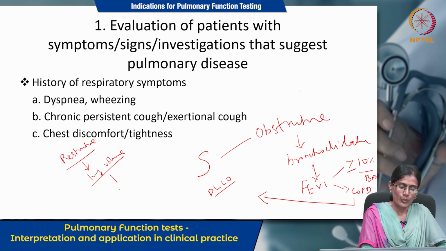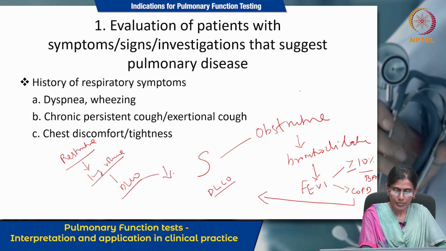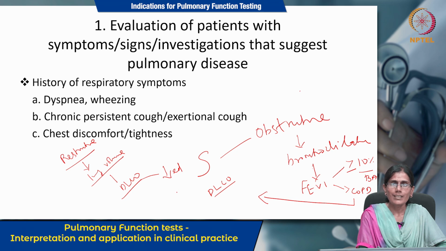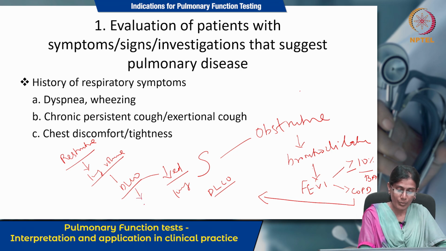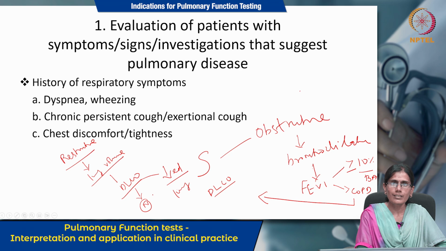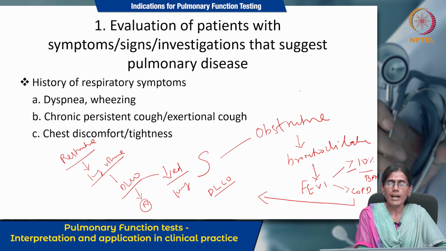Then you are going to measure DLCO. If the DLCO is reduced, it says the patient has restriction due to intraparenchymal disease, so the problem is within the lung. If the DLCO is normal, the problem is not in the lung. The patient is unable to expand the lung to the maximum because there is some problem in the pleura, the chest wall, or the muscles. So it is outside the lung.